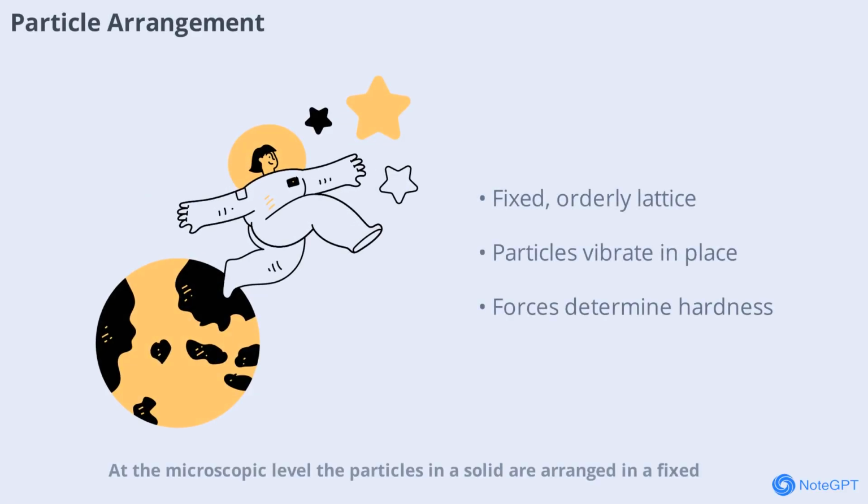At the microscopic level, the particles in a solid are arranged in a fixed, orderly pattern. This regular arrangement is known as a lattice. The particles vibrate in place but do not move freely, which is why solids retain their shape. The strength of the forces holding these particles together determines how hard or soft the solid is. For example, in metals, the particles are arranged in a way that allows them to slide past each other, making metals malleable. In contrast, the rigid lattice in diamonds makes them extremely hard.